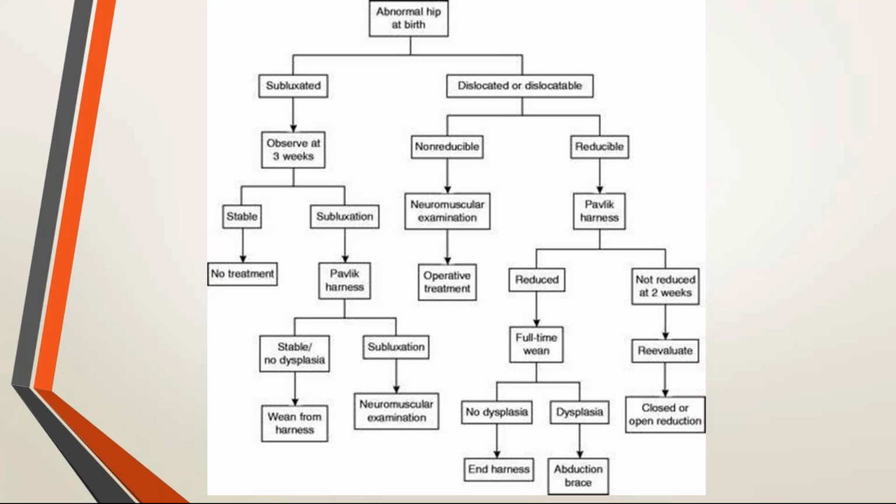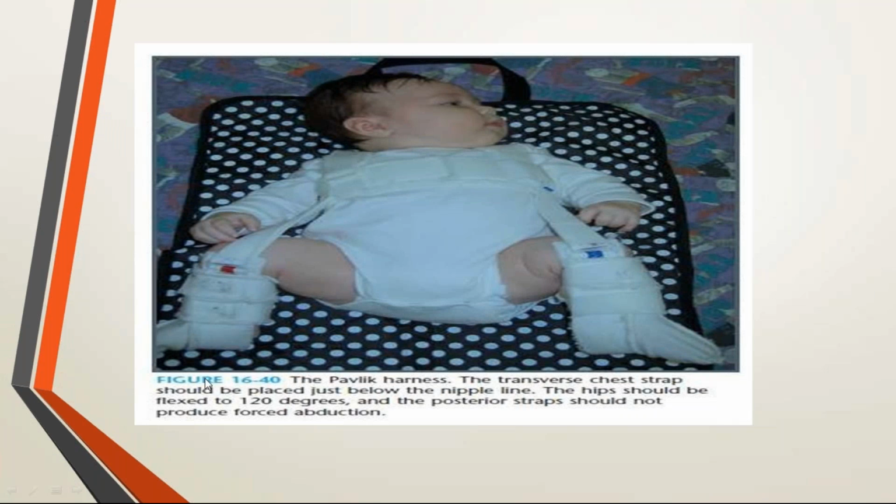This flowchart shows the timing and the decision making in treatment of DDH. See, if the baby is seen to be subluxating, observe for 3 weeks. If it's stable, you need not intervene. If it is subluxating even after 3 weeks, proceed with the Pavlik harness. This is the Pavlik harness. The baby is kept in abduction and maintained with this harness.